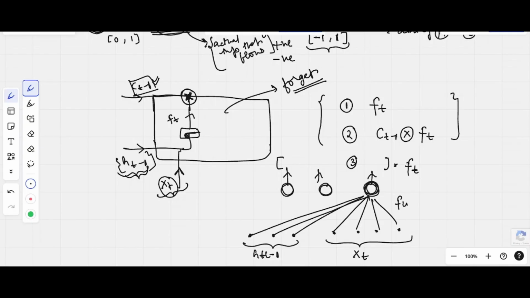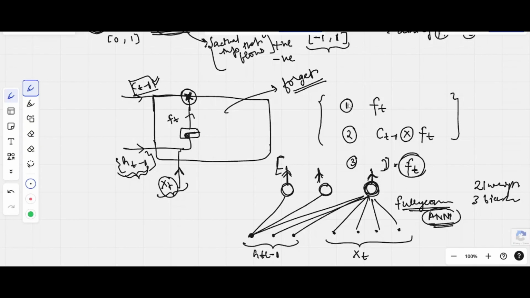And this is nothing but a fully connected artificial neural network, a simple ANN. Every input is connected to every node. So how many weights will be there? There will be 21 weights here and 3 biases. And the output that is coming out from here, we are storing it in a vector which we call ft. So I hope the ft part is clear.